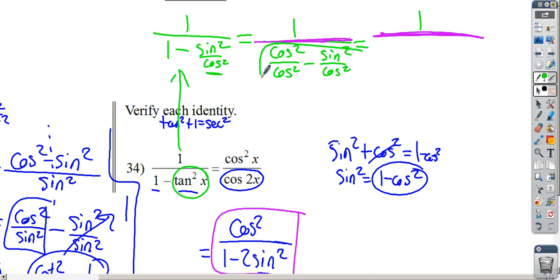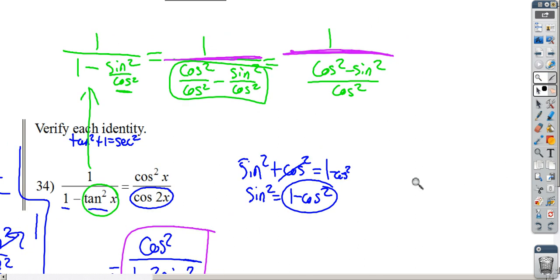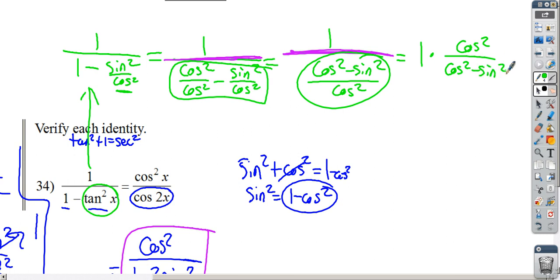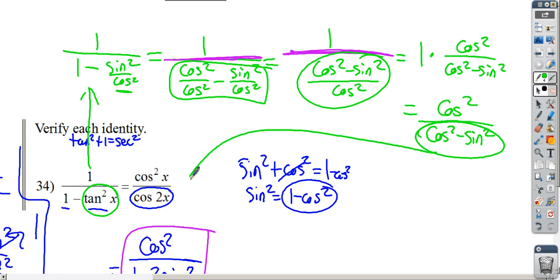Okay, then this thing becomes, when we combine it, cos squared minus sine squared over cos squared. And then dividing by that fraction is the same thing as multiplying by the reciprocal. So the reciprocal of this is cos squared over this, and that's the same as cos squared over cos squared minus sine squared. And actually I see a way to get to the right side. Now this right here, this is an identity. That's actually equal to cos 2x.